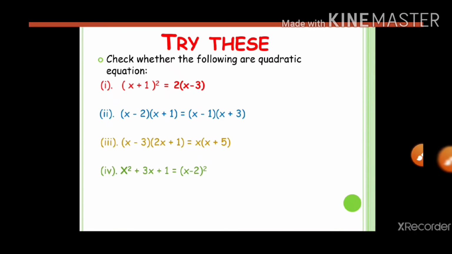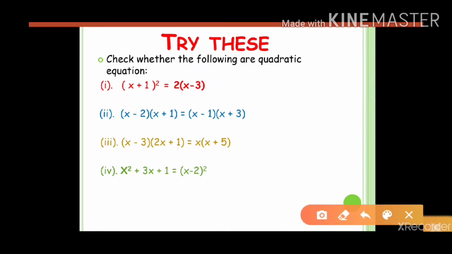Now we take another example. x minus 2 multiplied by x plus 1 equal to x minus 2 multiplied by x minus 1 multiplied by x plus 3. First we multiply x in the second bracket, and then we multiply minus 2 in the second bracket.